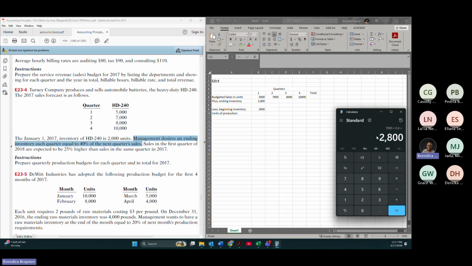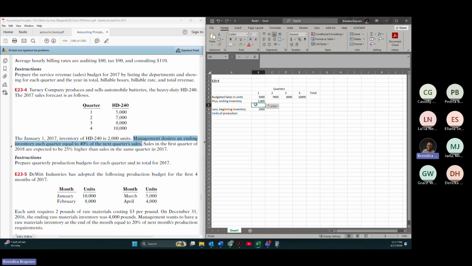And so I take that plus the 5,000, gives me 7,800. That's a calculation, so I could put a line there. And then another calculation, 7,800 minus 2,000, that's 5,800. And so in this case, 5,800 is going to be the amount that they need to produce in the first quarter.